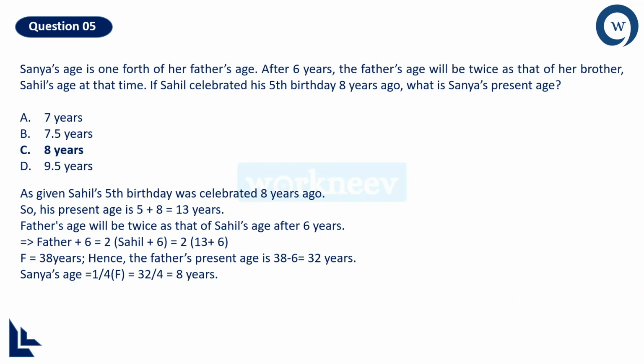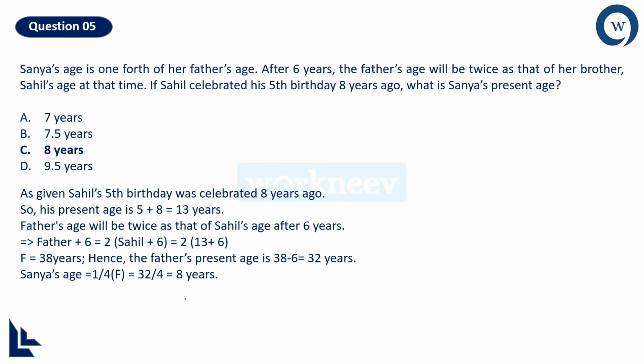Now, if 38 is the age of the father after 6 years, what is the age of the father at present? It is 38 minus 6, which is 32 years. And from the first part of the question, it says Sania's age is 1/4 of her father's age, right? So what is 1/4 of 32? It is definitely 8 years.